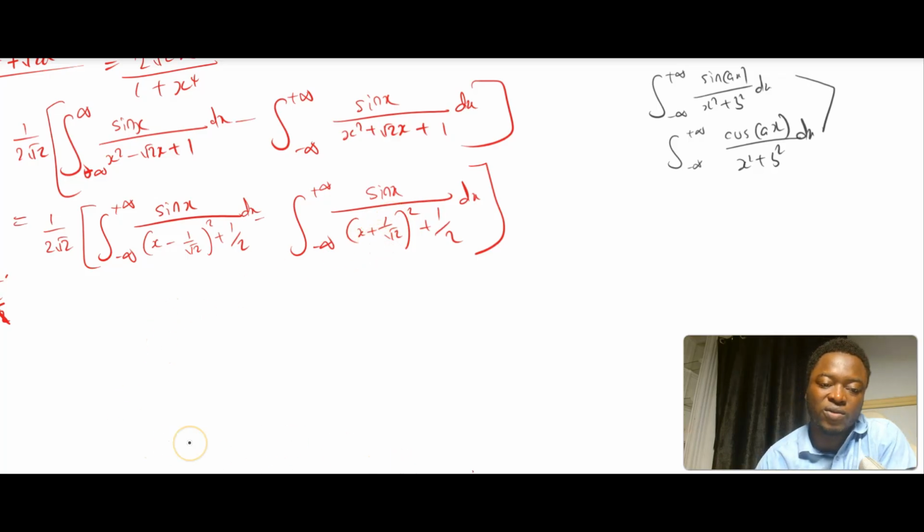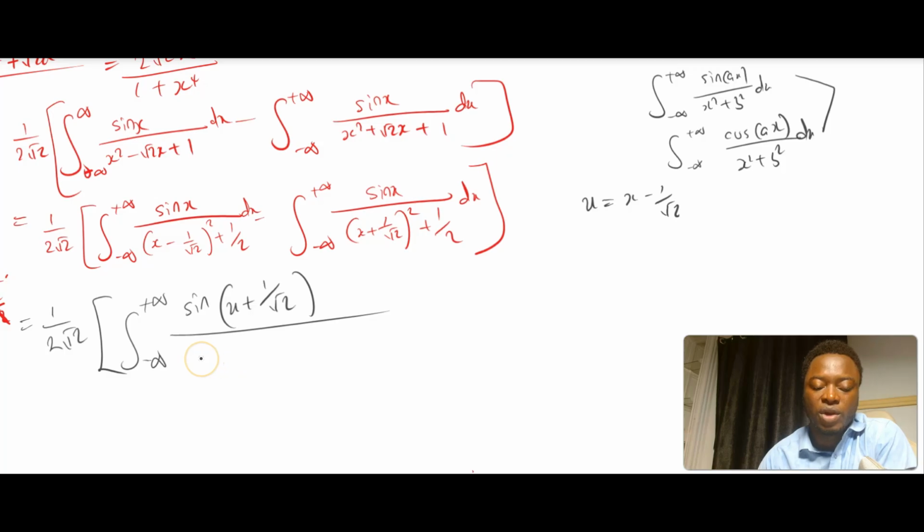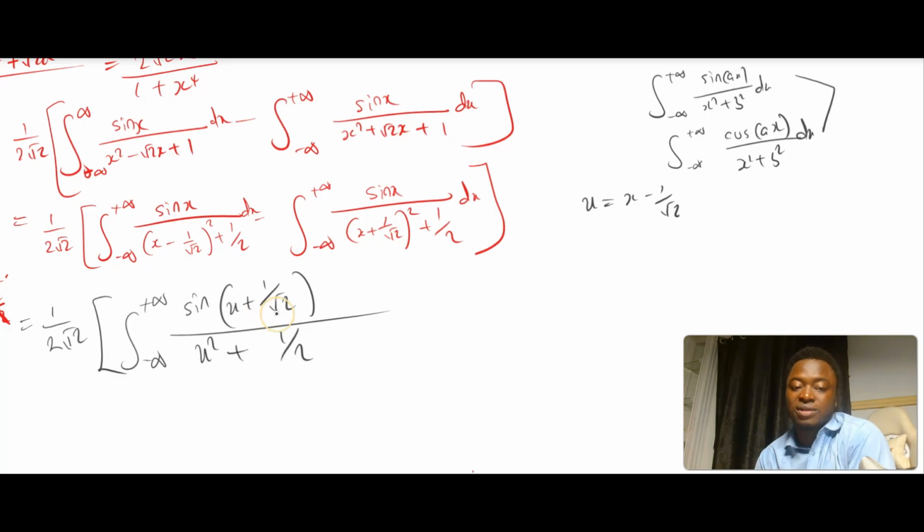On the first one, we would take u to equal x minus 1/square root of 2, and basically du will be dx. If x is negative infinity, u will be negative infinity, and if x is plus infinity, u will be plus infinity. So you would obtain 1/2 square root of 2. On one part, you have the integral from negative infinity to positive infinity of sine of u plus 1/square root of 2, all divided by u squared plus 1/2, which is good because at least something good is going to happen from here. Then you have the du.